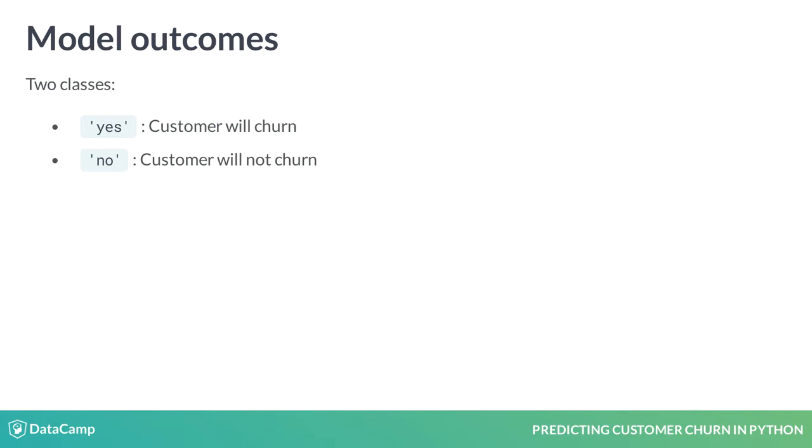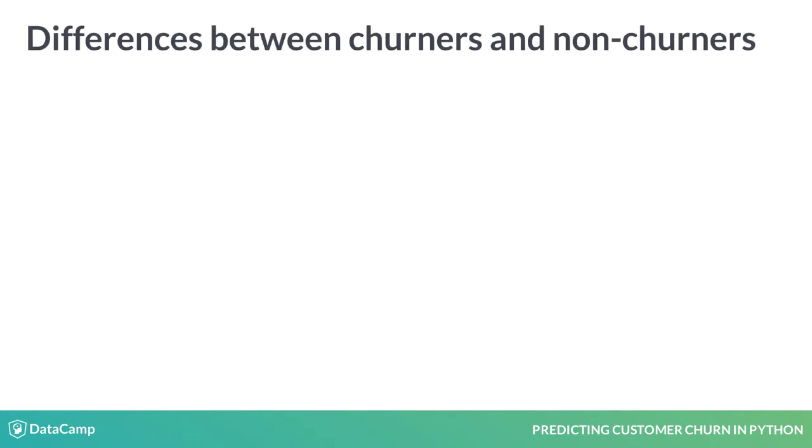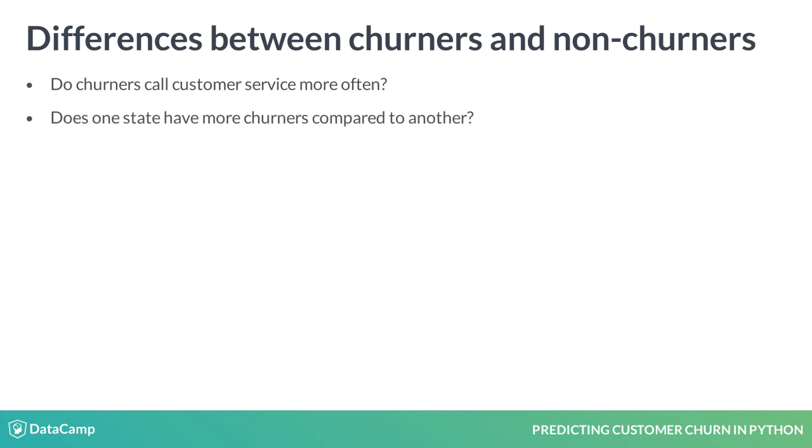Before even getting to the model building stage, you can use exploratory data analysis to identify differences between these two classes that can help you better understand the drivers of customer churn. Do churners call customer service more often? Does one state have more churners compared to another? These are some of the questions you can ask of the data.